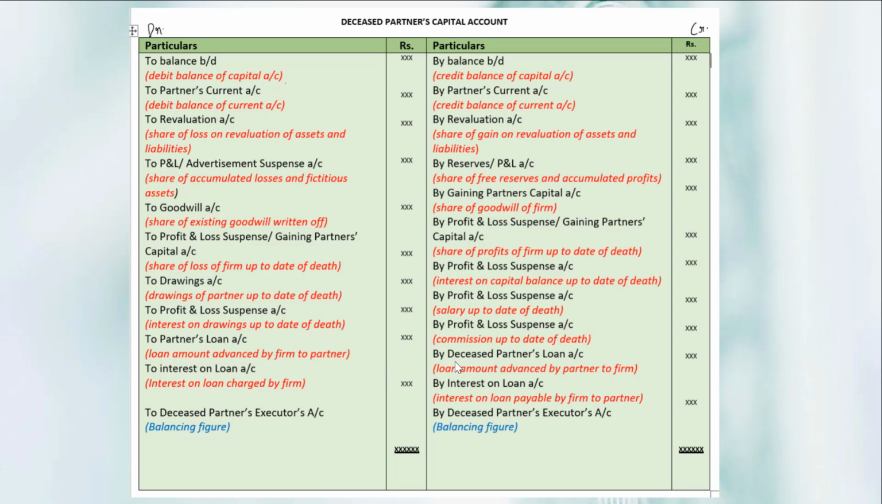The partner's loan, which is appearing in the liability side of the balance sheet, the firm has borrowed from the partner, will come as by deceased partner's loan account, and the loan account appearing in the asset side of the balance sheet, which the partner has borrowed from the firm, will come as to partner's loan account. Interest on loan payable by the firm to the partner will come as by interest on loan account, and interest on loan which is charged by the firm on the loan which is taken by the partner from the firm will come as to interest on loan account. The balancing figure of the deceased partner's capital account will be transferred to the deceased partner's executor's account, and this is the amount which is finally payable to the deceased partner and his executors.